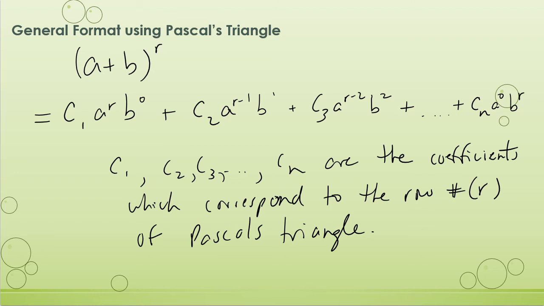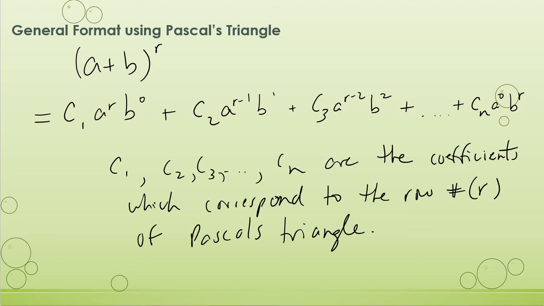Now let's talk about what's going on with the a and the b. Well, our first term is always going to be a to our exponent r, and each subsequent term, the exponent is going to be one less than the previous. b is the opposite. Our first term is b to the 0, which is just 1, and each subsequent term, b1, b2, all the way to br, is just increasing the exponent on b. So a is going to start at the exponent and go down by 1 every single term. b is going to start at 0 and go up by 1 until you hit r.